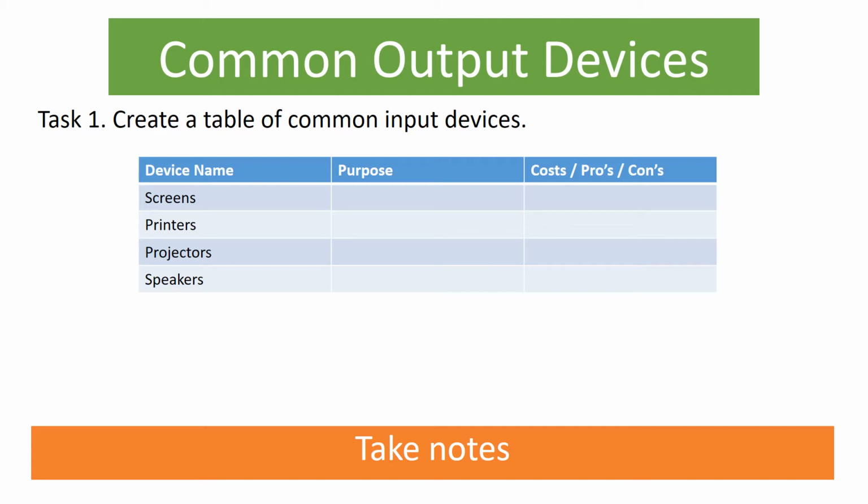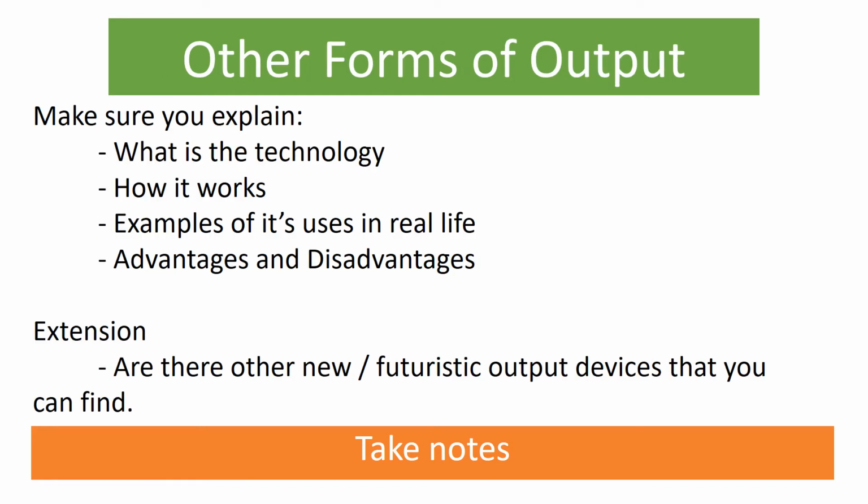Task 1 is to complete a table. What's the purpose of these common output devices? What are the costs, the pros and the cons? As we look at the different types of output devices and you make a resource for your notes, I want you to be thinking about the following. What is the technology? How does it work? The examples of it in real life, and the pros and cons that come with that piece of technology. Remember, there is an extension to look at other new futuristic output devices that you can find that might be of interest to you.